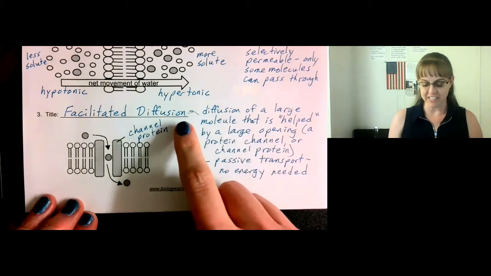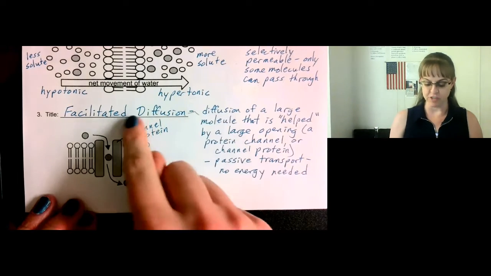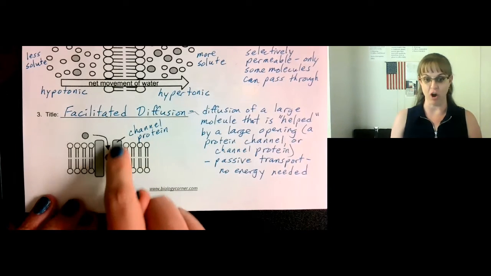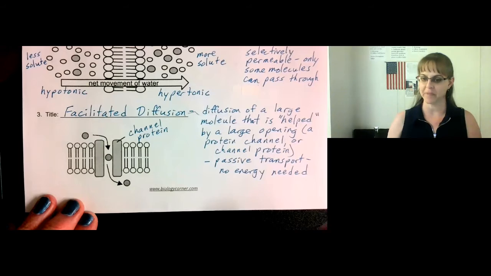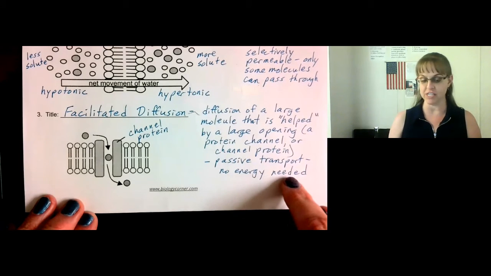Anyway, facilitated diffusion, facilitated means it's helped. So diffusion is helped by a large opening. So this large molecule can get into the cell. And this is passive transport. Once again, no energy is needed.